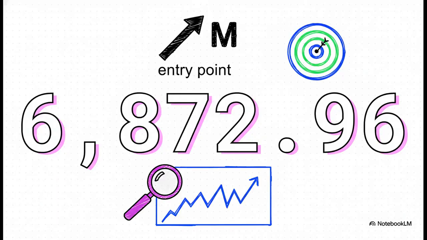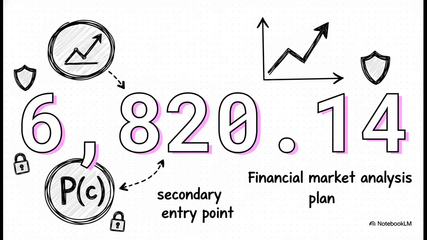So this brings us to the primary entry point. The model documents this level, M, at a very precise price, $6,872.96. Now, beside that primary entry, the system also defines a secondary optional entry point. It's labeled PC, and it's set at 6,820.14. Think of it as part of the overall risk management strategy.